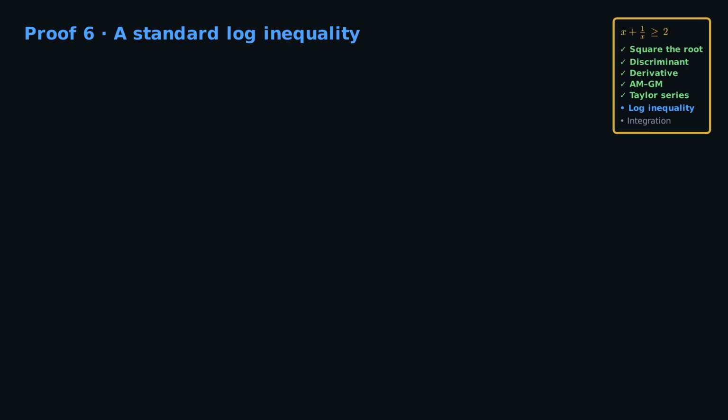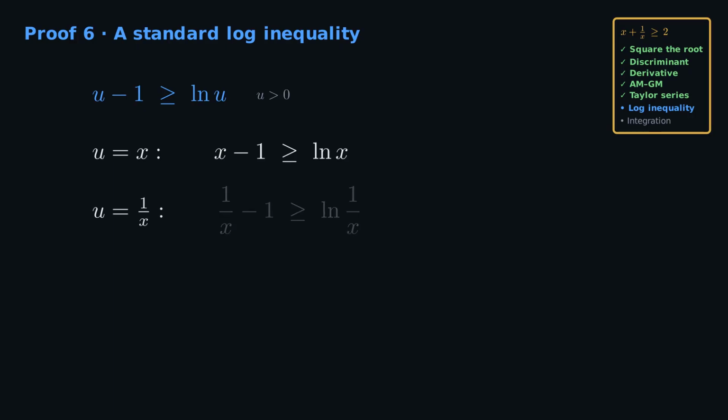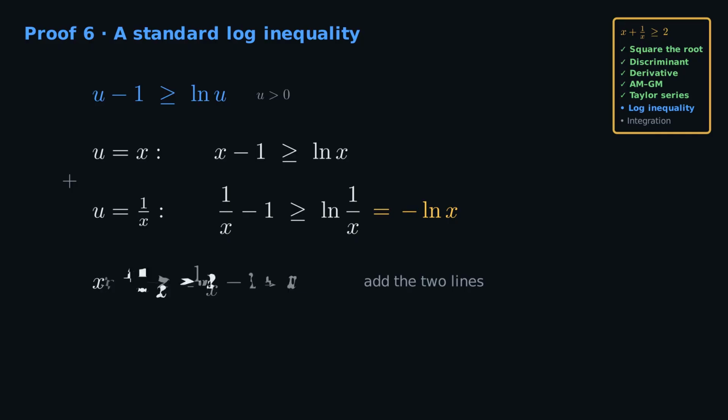Proof 6, using a standard log inequality. It is a known inequality that u minus 1 is greater than or equal to ln u. If we set u equal to x, then x minus 1 is greater than or equal to ln x. If we then set u equal to 1 over x, this means that 1 over x minus 1 is greater than or equal to ln of 1 over x, but ln of 1 over x is equal to negative ln of x. If we then add these two inequalities, that gives us that x plus 1 over x minus 2 is greater than or equal to 0. Adding 2 to both sides then gives us x plus 1 over x is greater than or equal to 2.